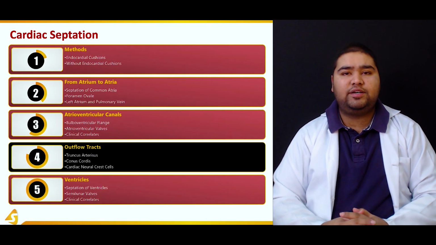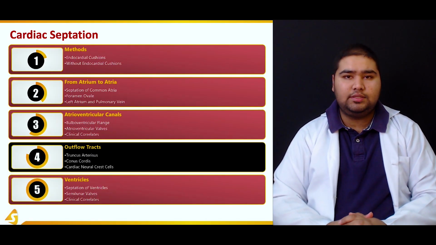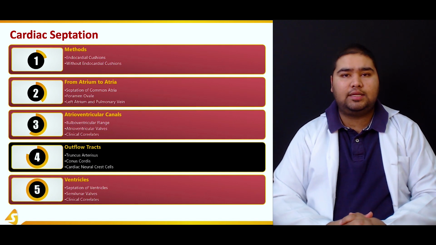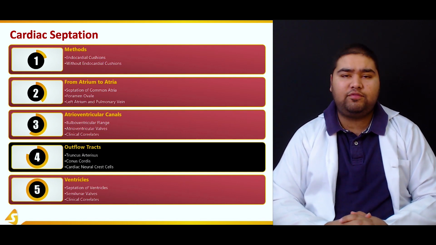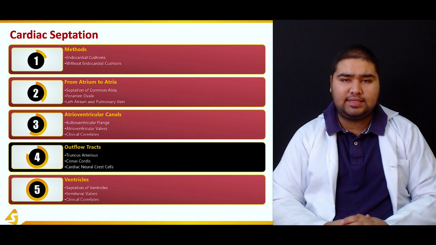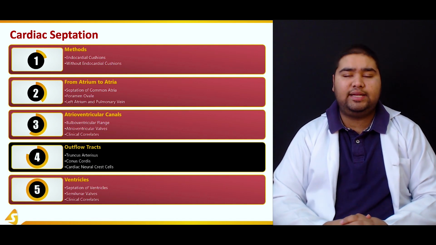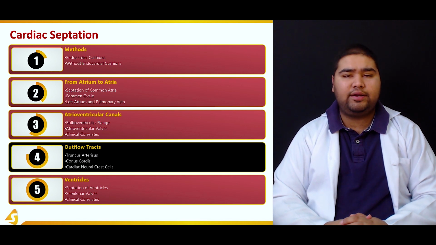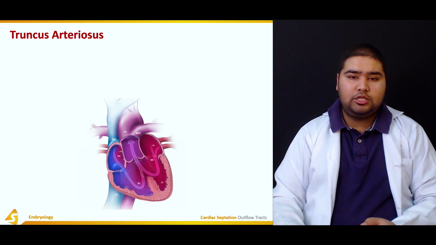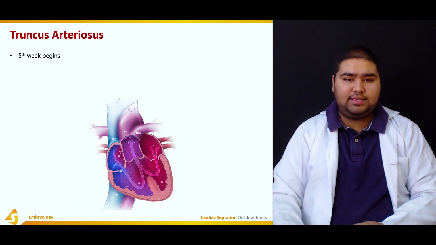This section has been further subdivided into three subsections: the truncus arteriosus, the conus cordis, and the cardiac neural crest cells. The truncus arteriosus and the conus cordis help in the formation of the outflow tracts. We'll see how they help and what adult structures are formed by both of them. And we'll also see the role of neural crest cells in the development of outflow structures. So let's talk about the truncus arteriosus.